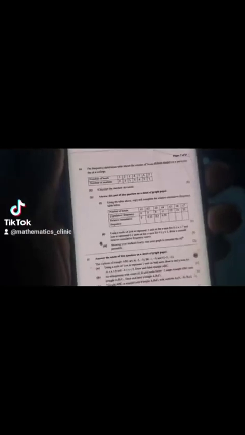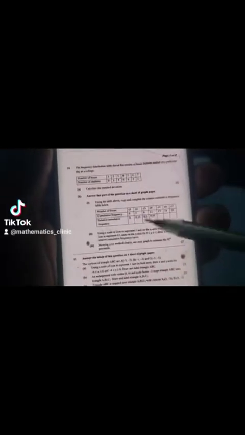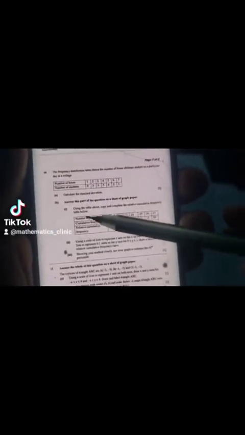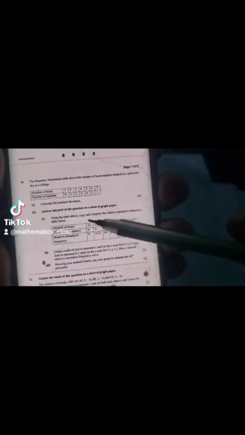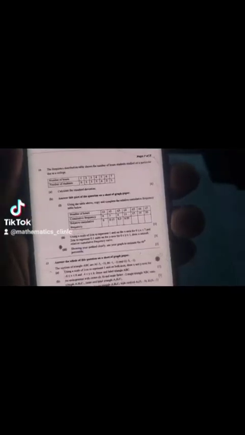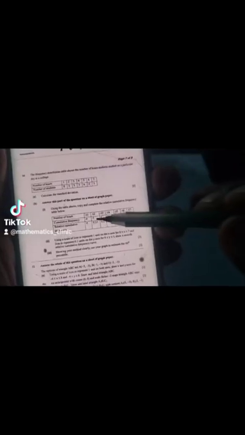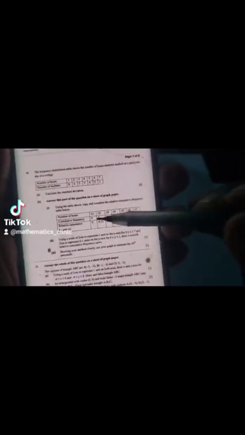So in the next video, we're going to interpret this, and we've been asked to show it on the sheet of graph paper. Now we are on this part, saying using the table above, copy and complete the relative cumulative frequency table below. How do you find the relative cumulative frequency? You get your cumulative frequency over the summation of f, which is 20.